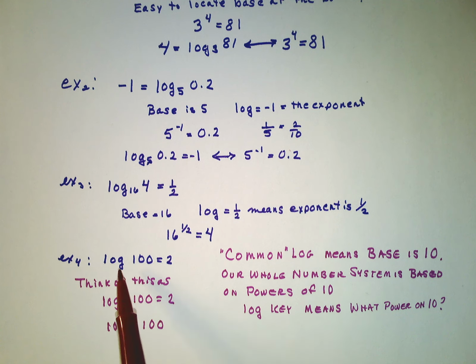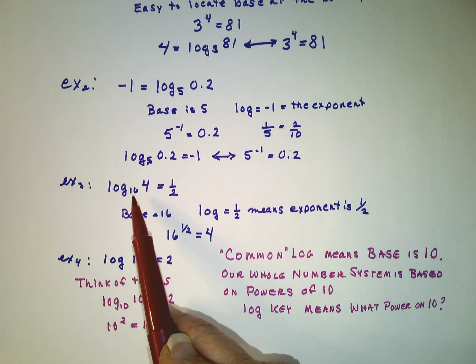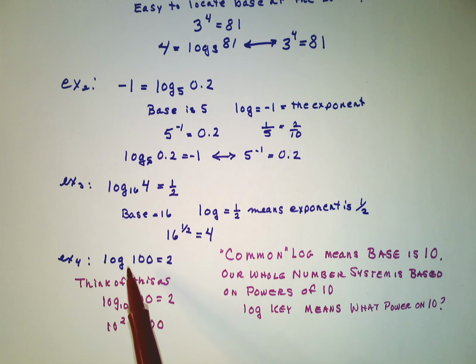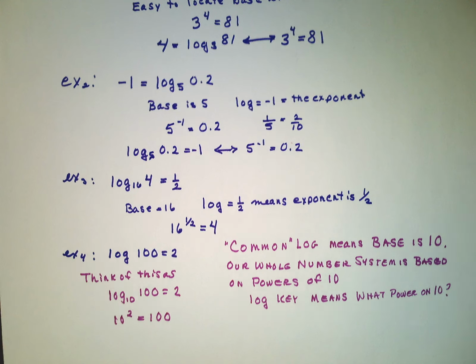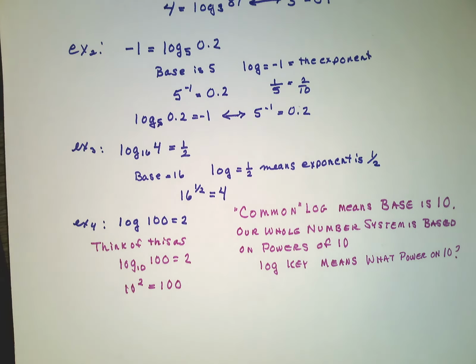Which means we have to be careful. If we forget to write the base number, it automatically becomes a base of 10. And they really don't favor us writing this. They would prefer just plain old log. If we mean base 10, they prefer us to shorten it to just plain old log. One more.